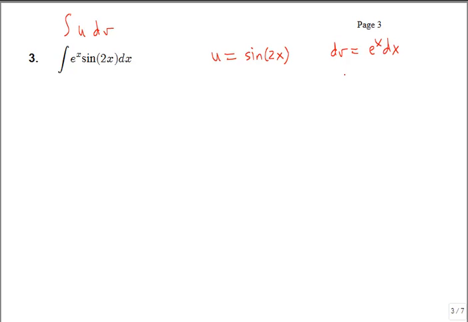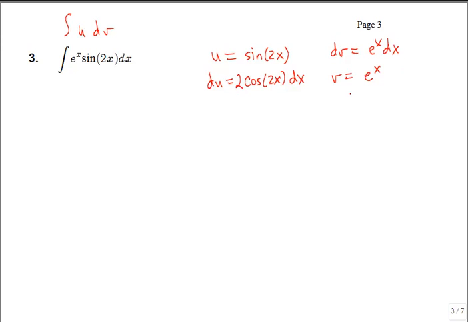So if I make these choices, then du will be the derivative of sine of 2x. Now you need your chain rule on that. The derivative of sine is cosine of the same 2x, but then we have to multiply that by the derivative of 2x, which would be a 2. So I'm going to put the 2 in front, and then we need that dx on the side. To get v, we integrate. The integral of e to the x is e to the x back again.